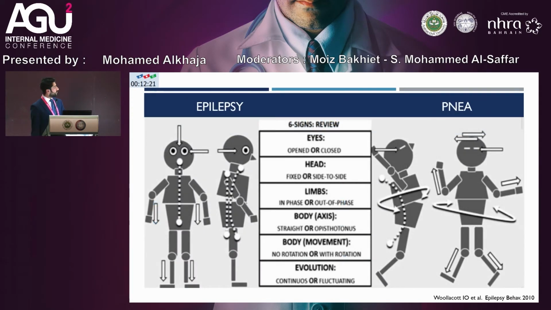So this diagram shows us the difference. Look at the eyes: closed, psychogenic; opened, epilepsy. Head: no head movements is psychogenic. Opened eyes are seizures. Limbs: in-phase movements are seizures, and out-of-phase movements are psychogenic. Body axis straight is with epilepsy. Opisthotonic is with psychogenic non-epileptic events. Rotational movements can happen with frontal lobe seizures, but they are less likely to be seizure, more likely to be psychogenic. Evolution: if it's continuous, it's a seizure. If it is fluctuating, it is not.